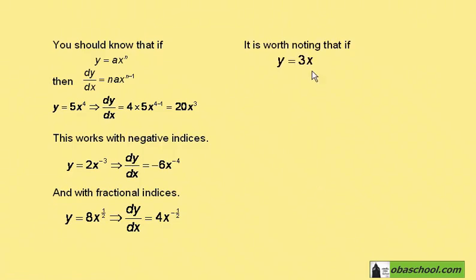It's worth noting that if y is equal to 3x, then this is y is equal to 3x to the power 1. X has a power 1 on it, which we don't normally write. So if we differentiate, we get 3. 1 times 3 gives us the 3, and the x would then be to the power 0. Anything to the power 0 is 1, so we'd have 3 times 1, which is just 3. If we have any number times x, when we differentiate, we just get that number.